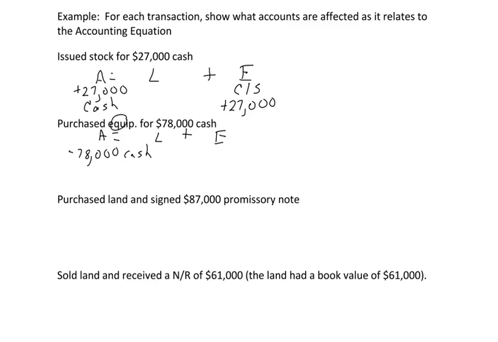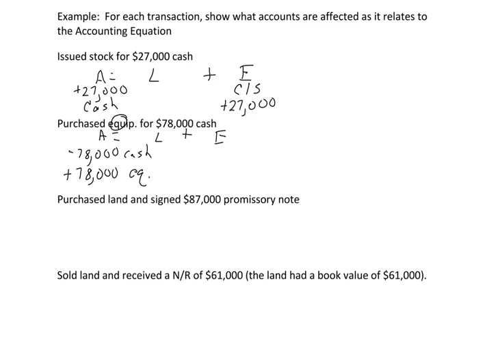However, equipment is also an asset, so we also increase our asset account by increasing equipment. Notice we don't have anything affected on the right side of the equal sign, meaning liabilities and equity are not affected, only the asset side, but it increased by 78 and decreased by 78 at the same time. Thus, the accounting equation still holds because it's essentially 0 equals 0 plus 0 as our overall effect.